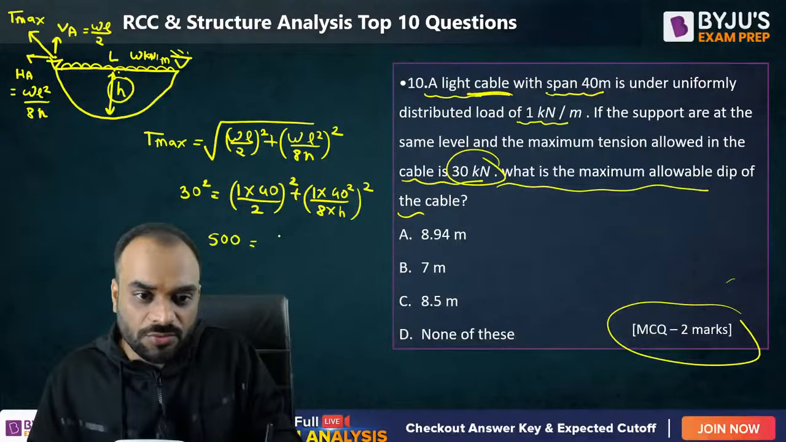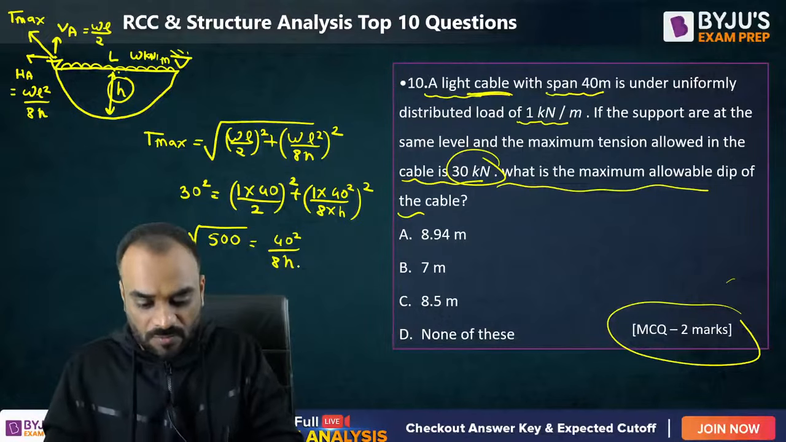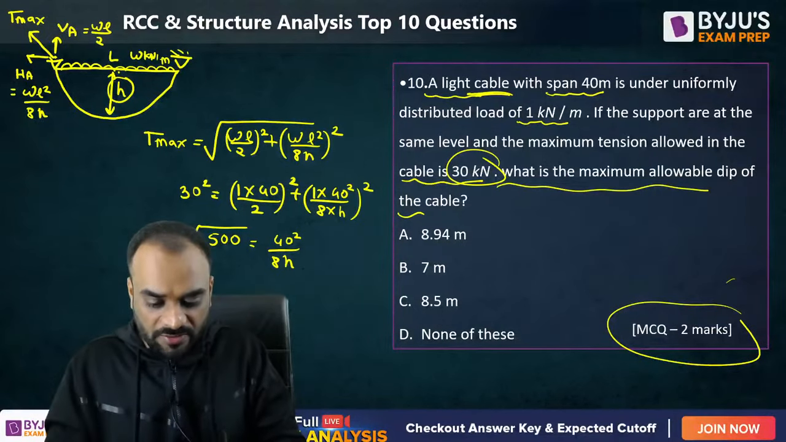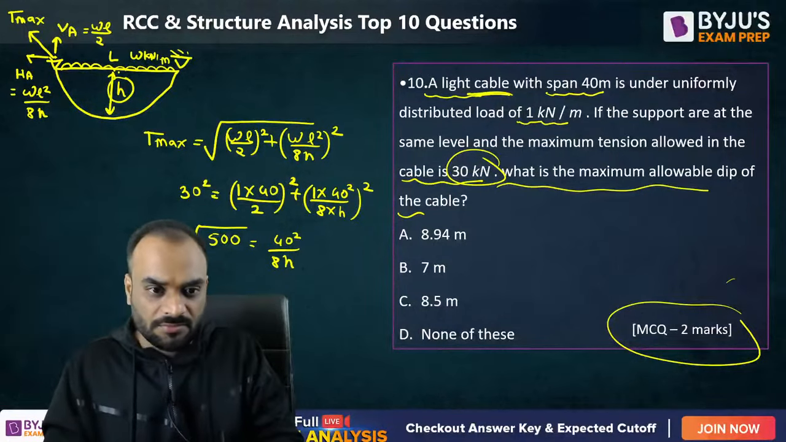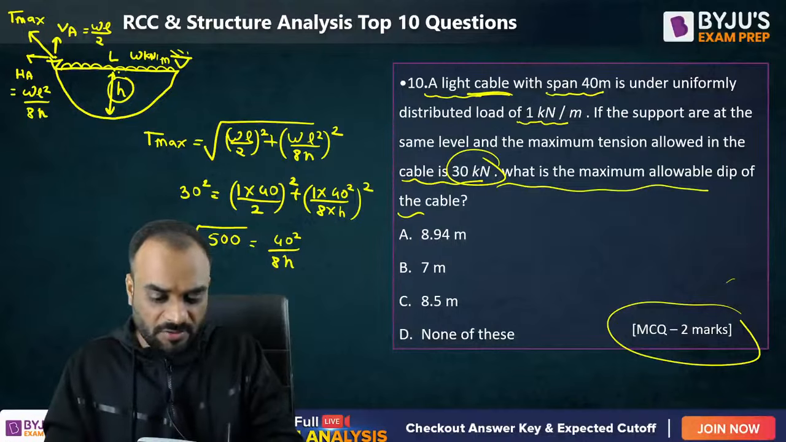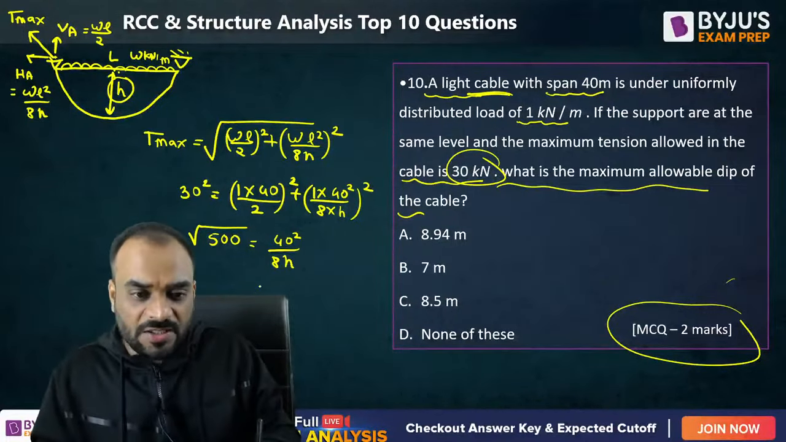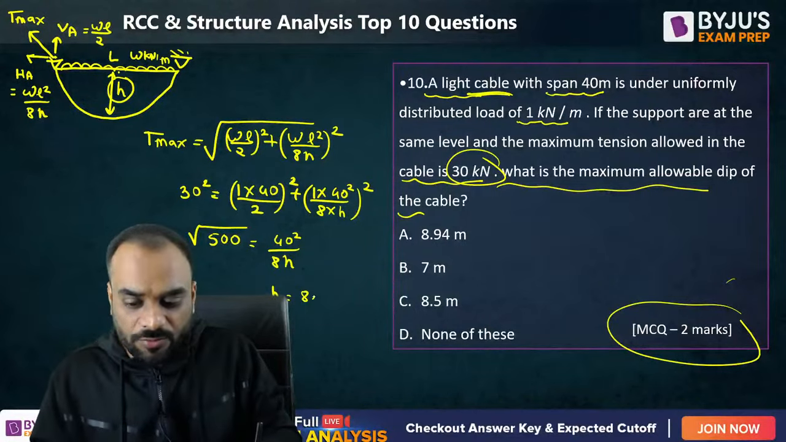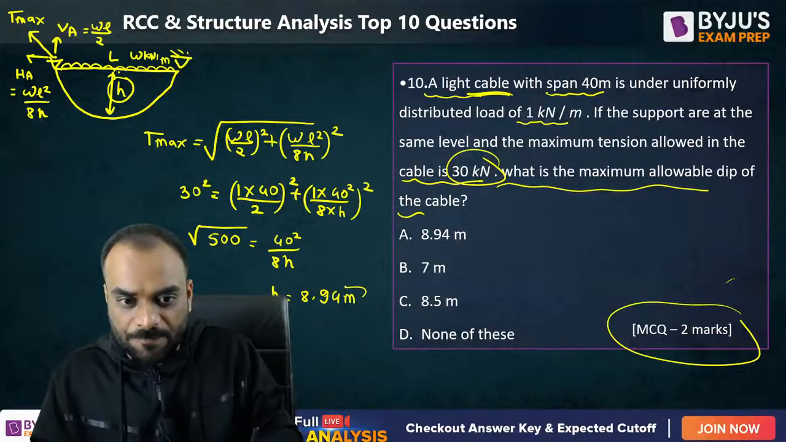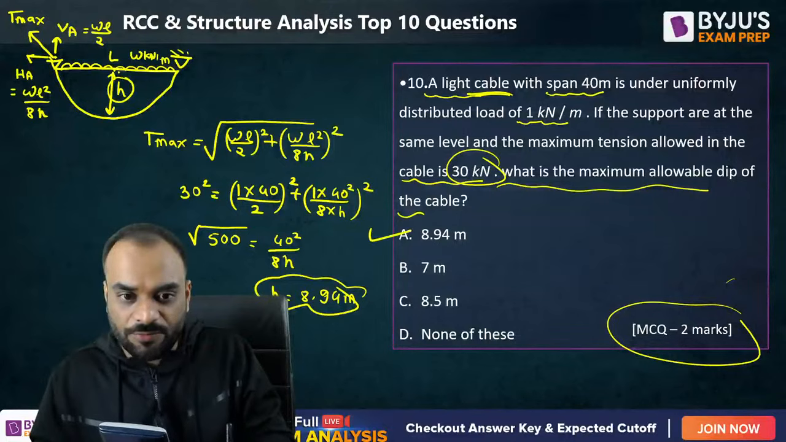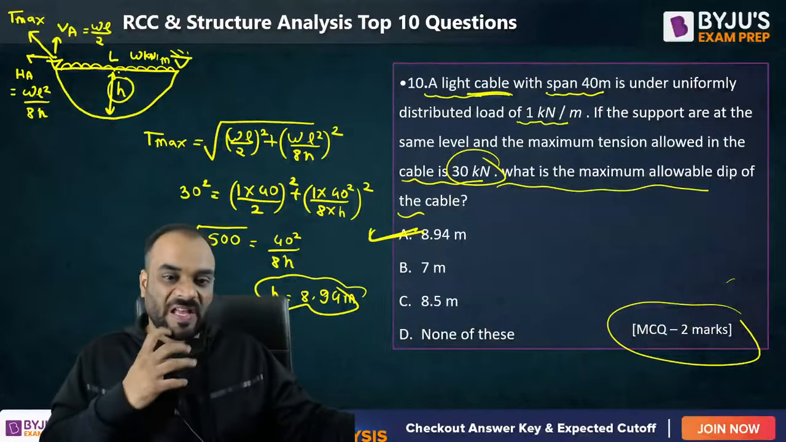500 is equal to, let's take a root of it. So 40 square divided by 8H. So 40 square divided by root of 500 and divided by 8. So H is coming around 8.94 meter. 8.94, A is the correct answer.